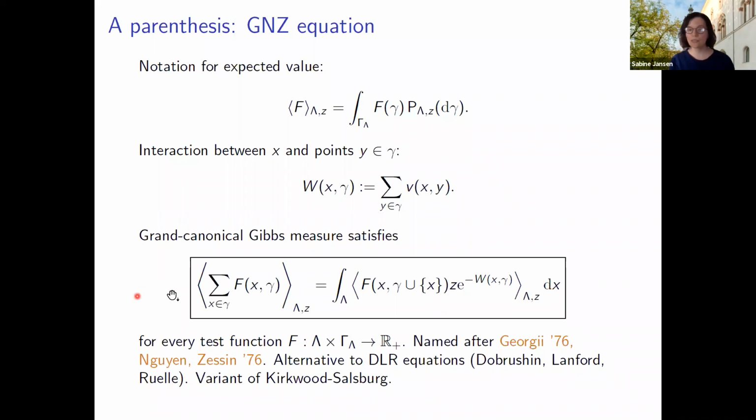So if you ask, what does this equation here, which is stated for the Gibbs measure, what does it mean for the vector of correlation functions? Well, you end up with a Kirkwood-Salsburg equation. Parenthesis closed.